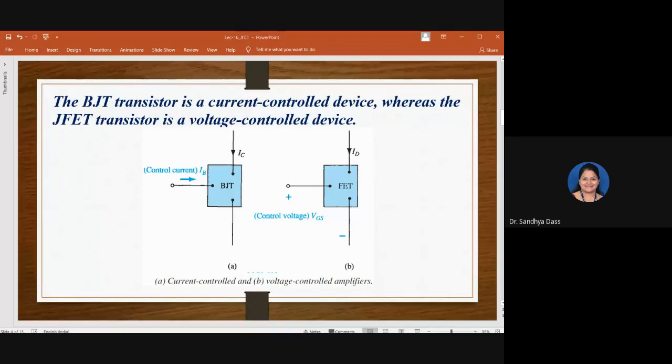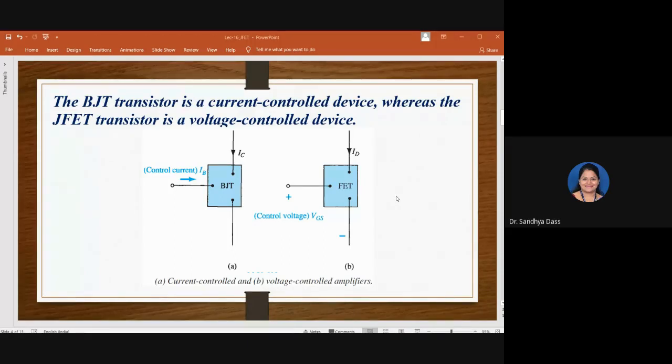With this basic information, JFET is a unipolar device, which means that it operates only with one type of charge carrier. Either the current flows because of holes or electrons, not both, unlike BJT. In BJT, the current flows because of both electrons and holes. Here in JFET or FET, it is a unipolar device, so the current would be only through one type of charge carrier.